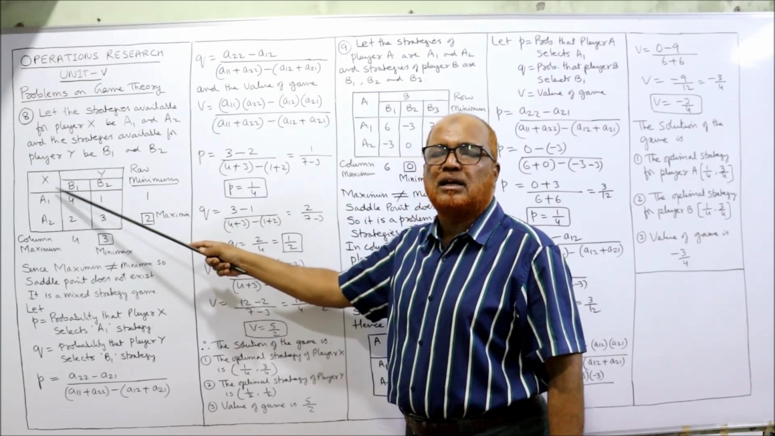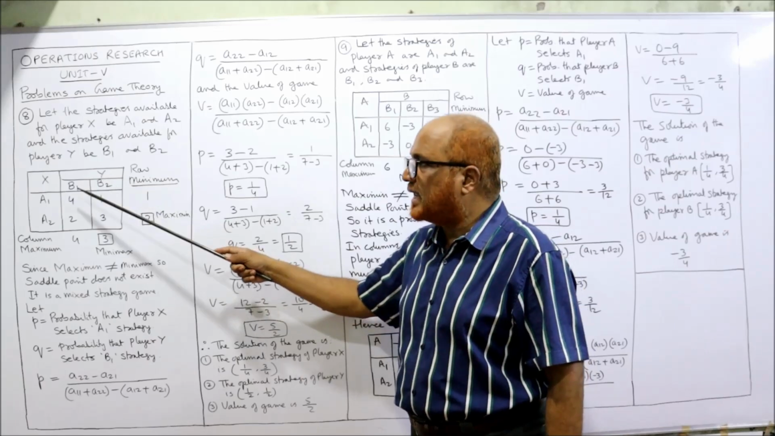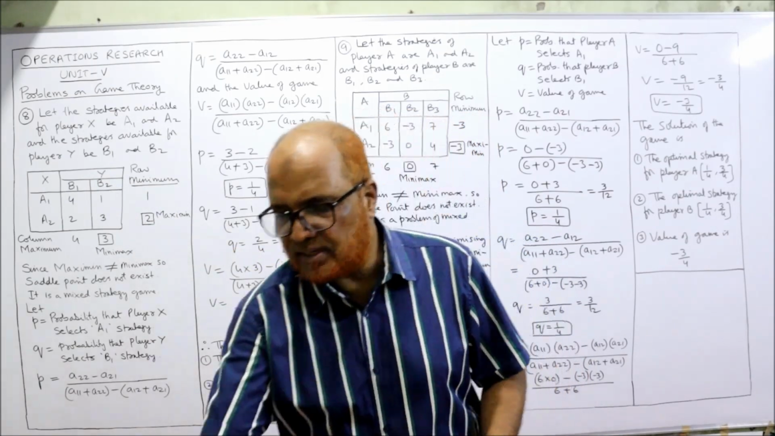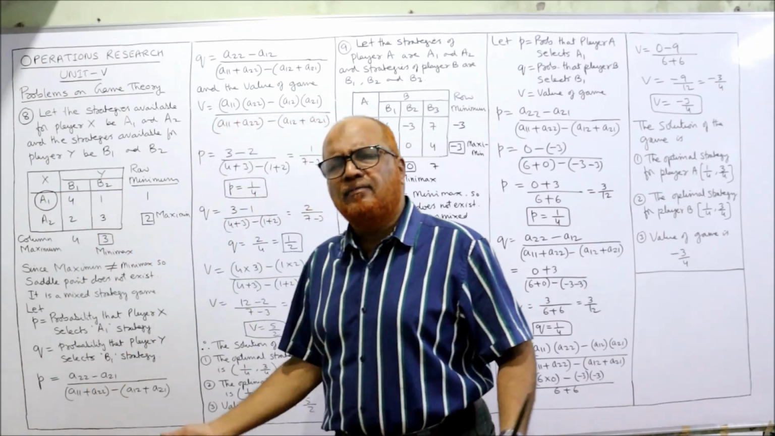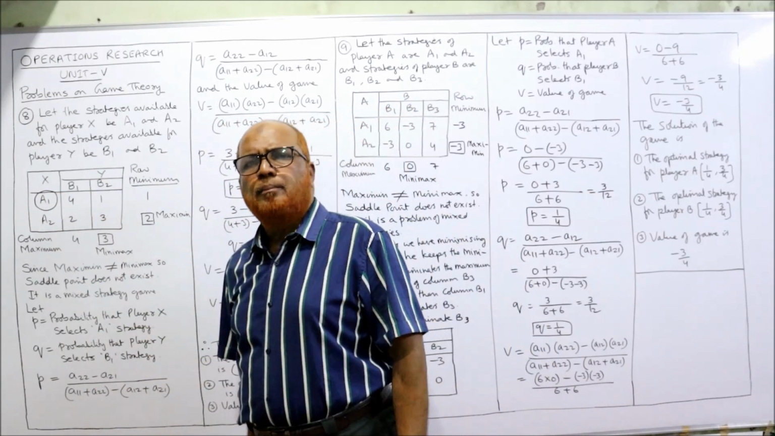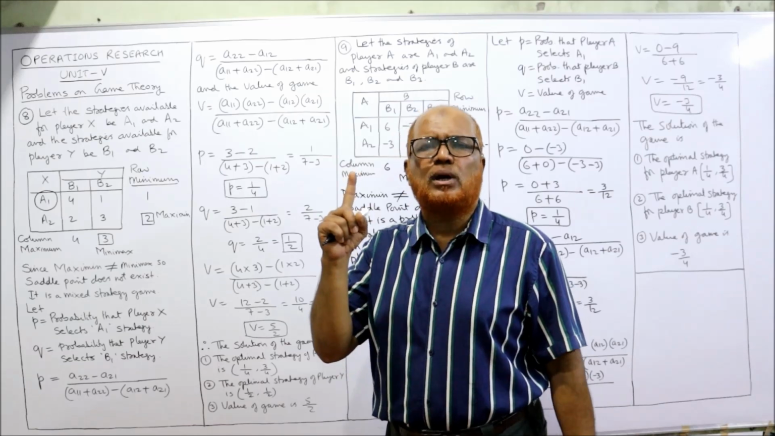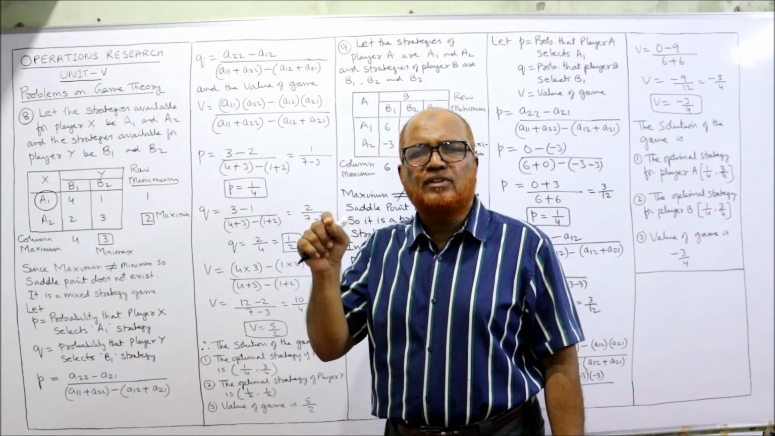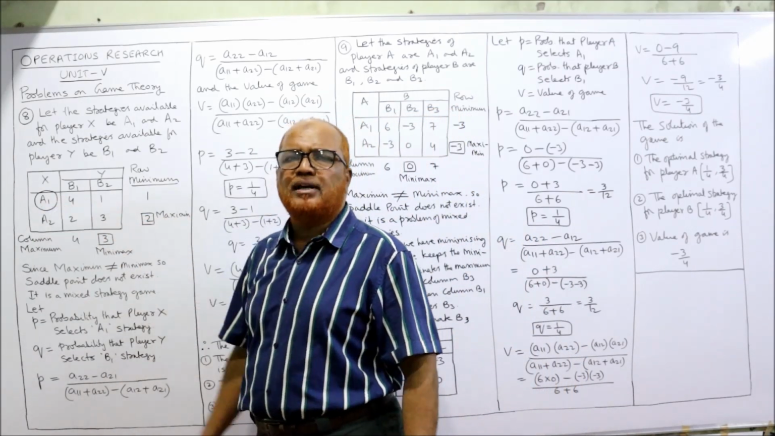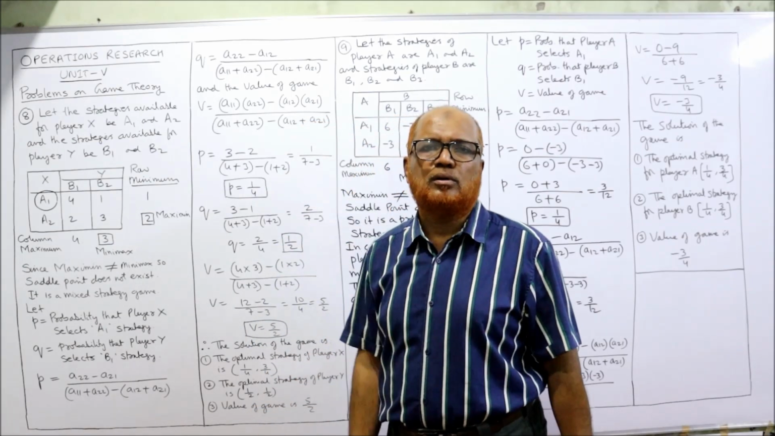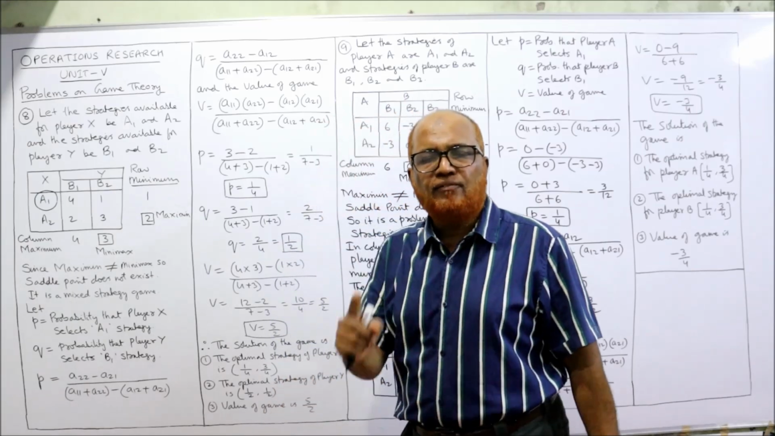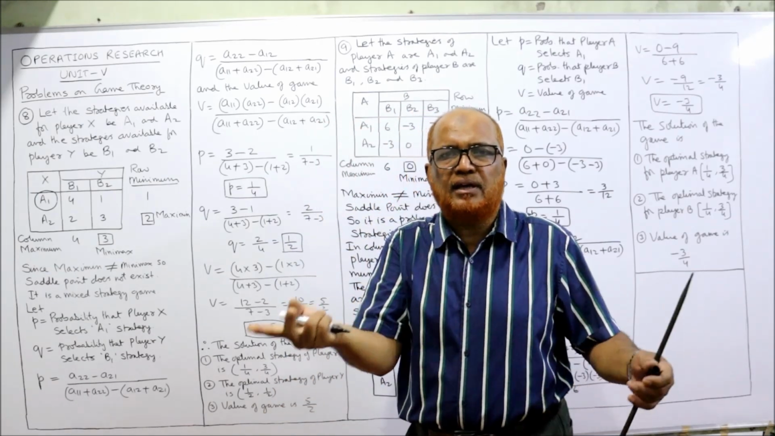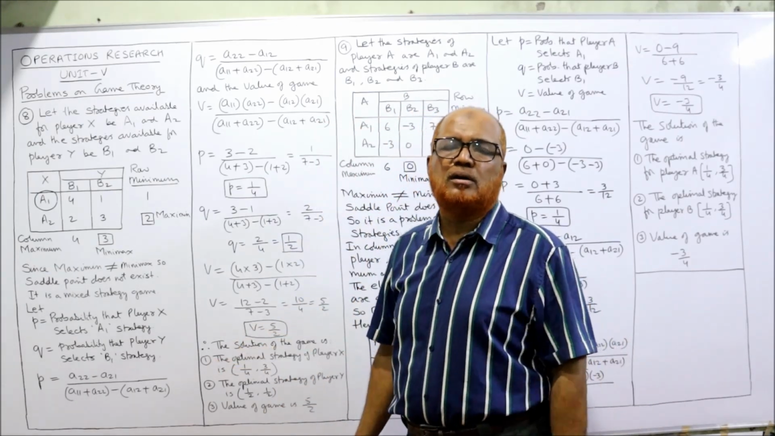Similarly, the probability that player Y will select B1. Because once we get the probability of A1, automatically we can get the probability of A2, because the total probability is always equal to 1. Suppose the probability of A1 is 0.4, then the probability of A2 is 0.6. So if we calculate only one probability, the other probability is known.